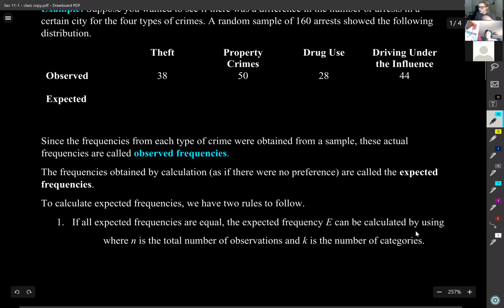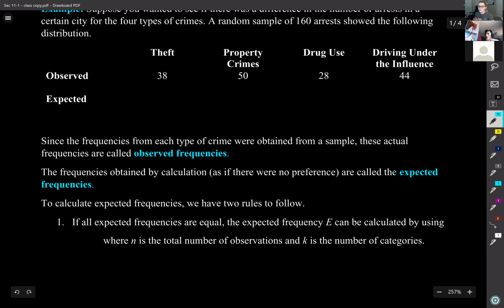Okay, and then we get into the other type of frequency, which is going to be called expected frequency. So think of the expected frequency as what you would expect to happen, and the observed frequency as what actually happened. So I'll explain a little more. The frequencies obtained by calculation, as if there was no preference, are called the expected frequencies.